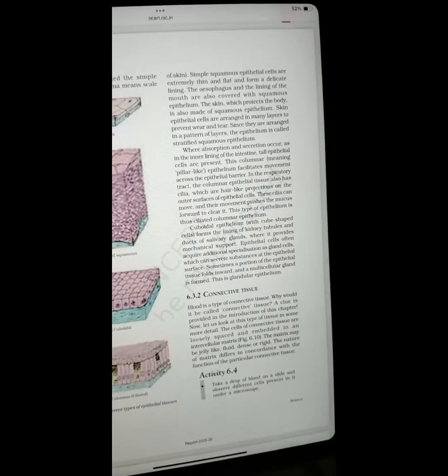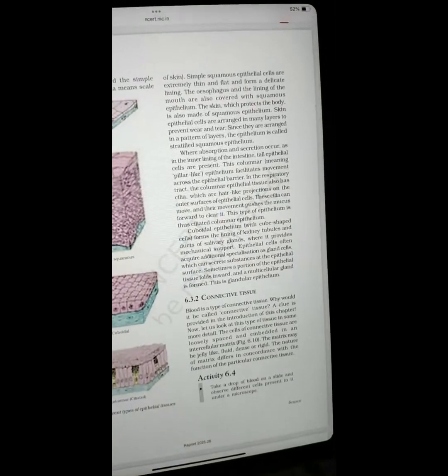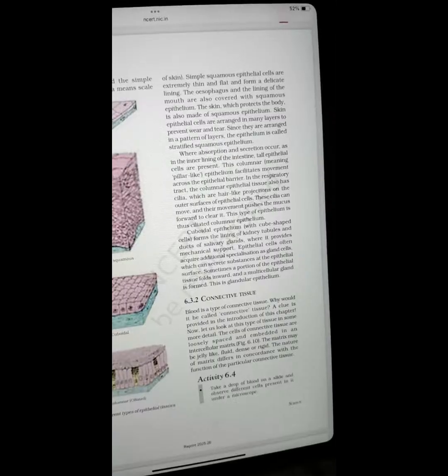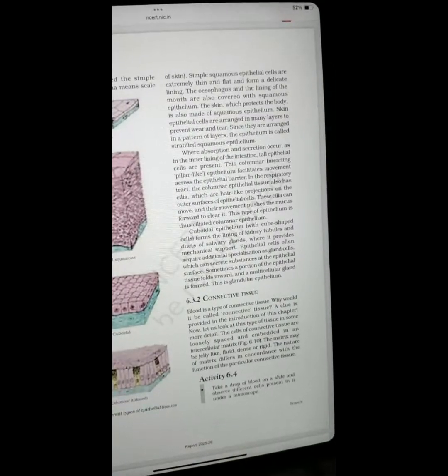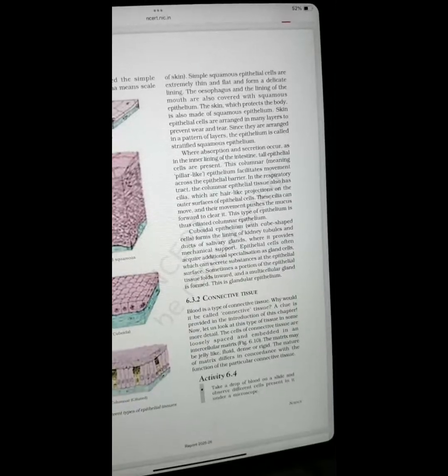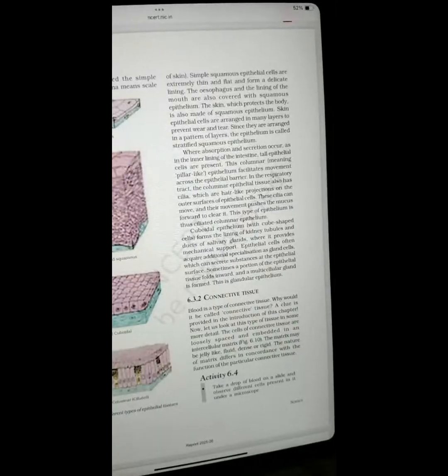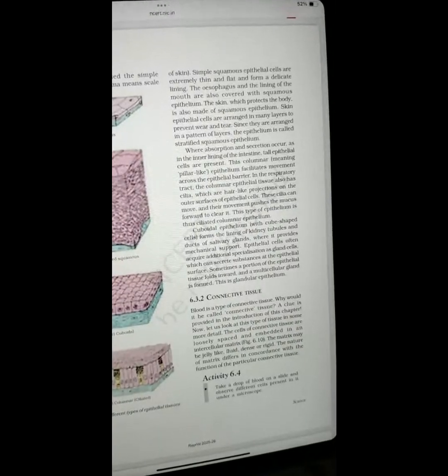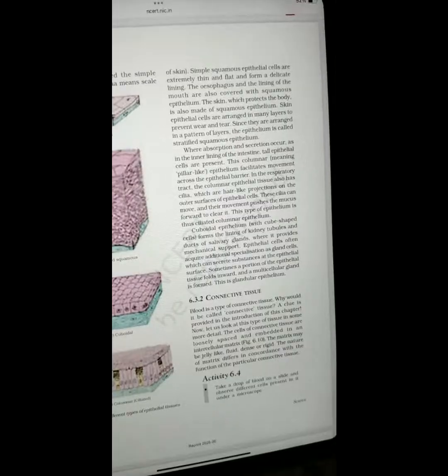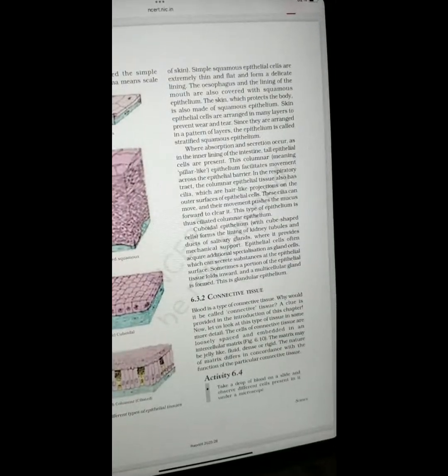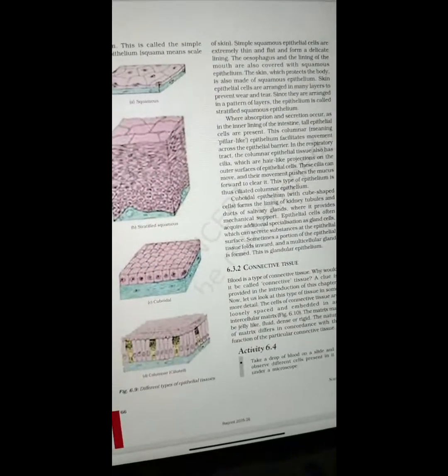Cuboidal epithelium with cube-shaped cells forms the lining of kidney tubules and ducts of salivary glands, where it provides mechanical support. Epithelial cells then acquire additional specialization as gland cells, which can secrete substances at the epithelial surface. Sometimes a portion of the epithelial tissue folds inward and a multicellular gland is formed. This is called glandular epithelium.